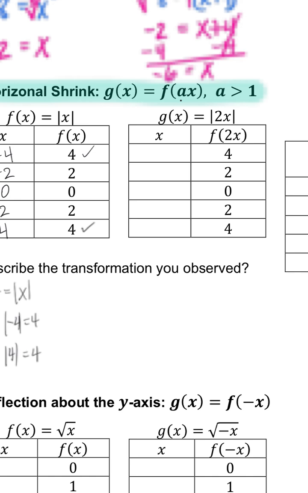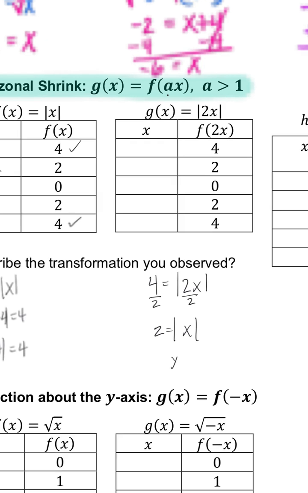So we've got 4 is equal to the absolute value of 2x. Well, I need to divide both sides by 2. Now I've got 2 is the absolute value of x. What numbers can you plug in for x that will give you 2? So x can be plus or minus 2. So for the absolute value of 2x equal to 4, this is -2 and a +2.